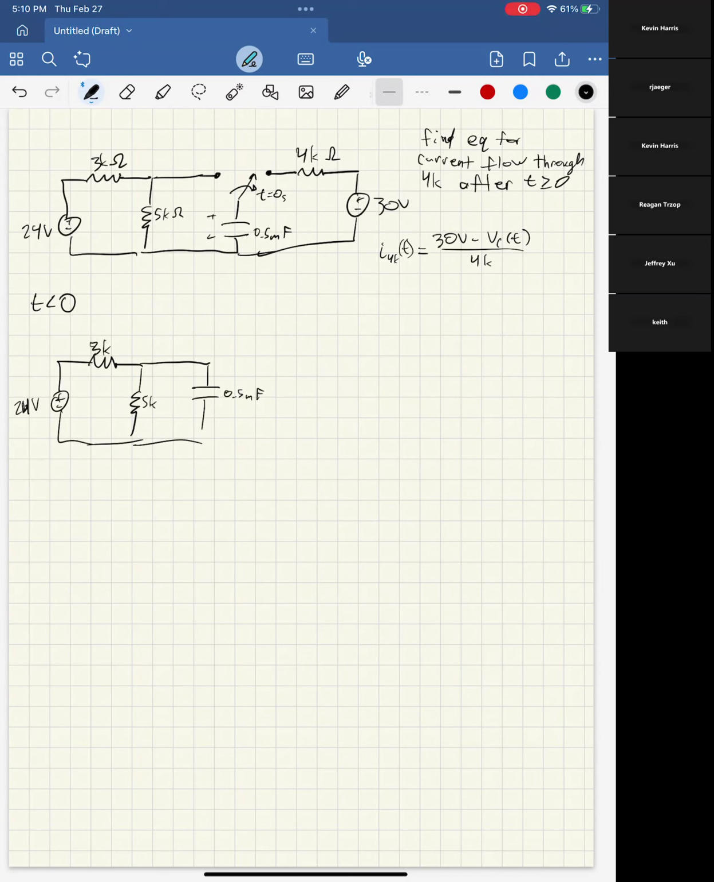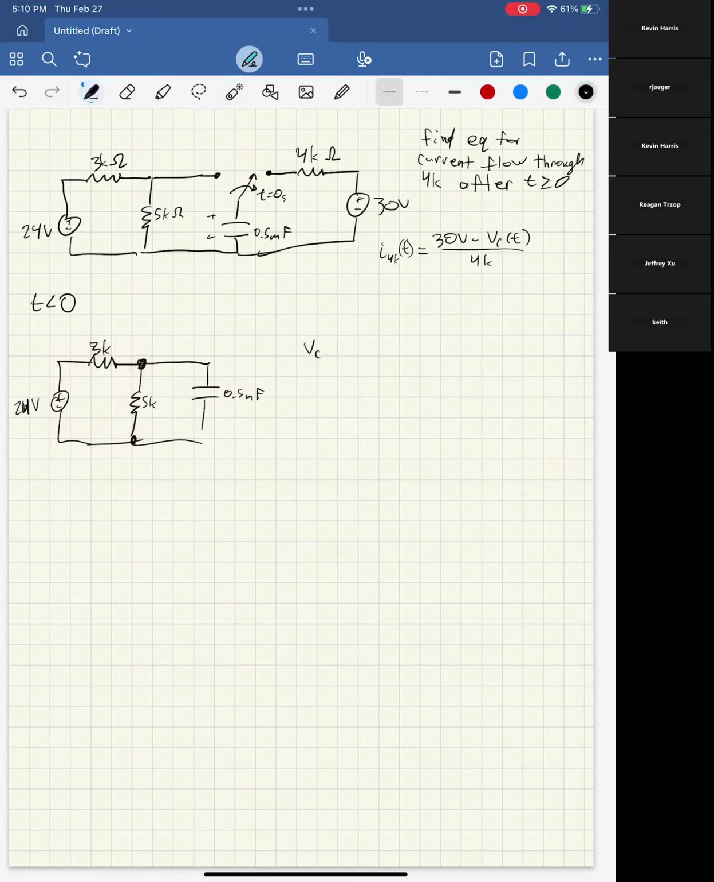3K, 5K, and 24. And here, the voltage across this capacitor is just going to be the voltage from here to here. And that you can very quickly figure out by just a voltage divider. Again, remember this is an open circuit, so we are only thinking about this half of the circuit when we're finding the voltage. Here we find the voltage across the 5 kilo ohm resistor.